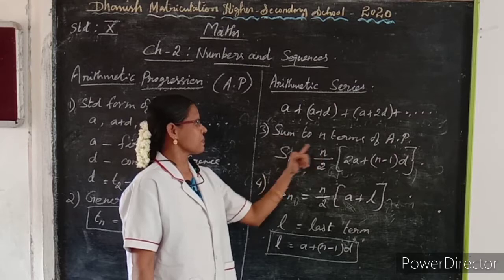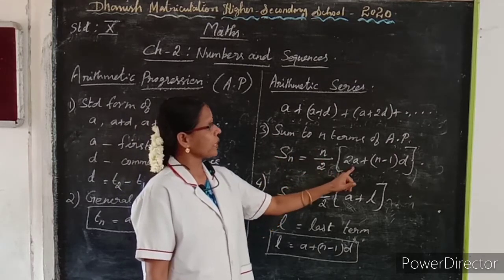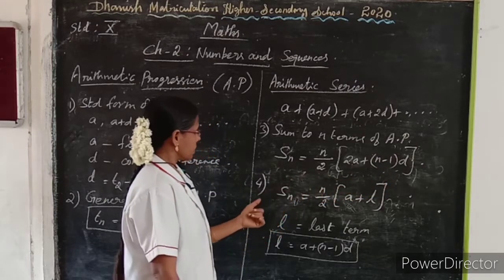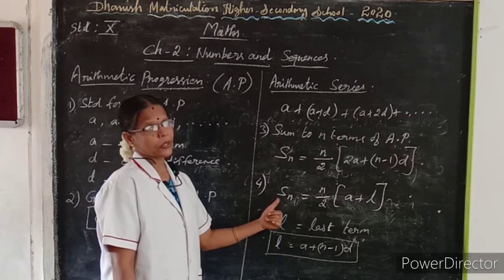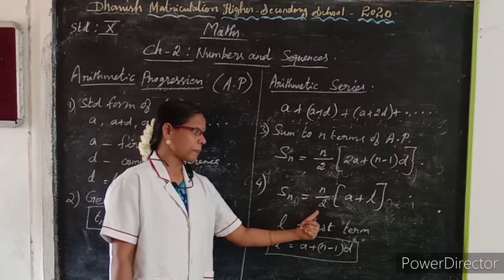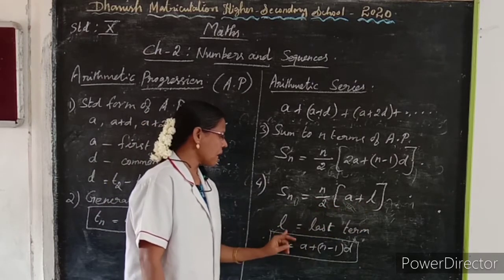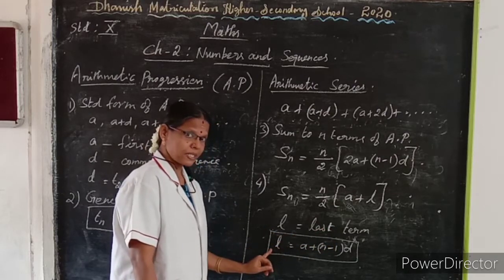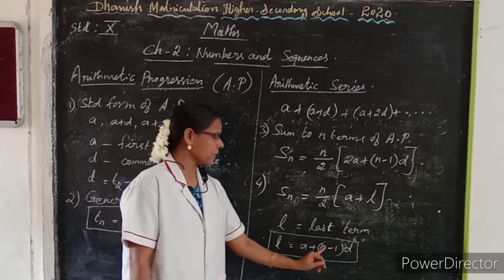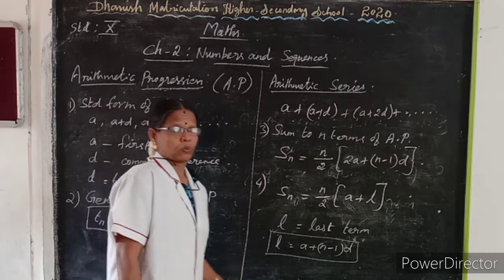Sum of n terms, that is Sn, is equal to n by 2 into 2a plus n minus 1 into d. Very important formula. Next, this is also the sum to n terms of an AP. That is Sn is equal to n by 2 into a plus l, where l is the last term. The last term is nothing but the nth term, so l is also a plus n minus 1 into d. This is the formula. You should copy it.